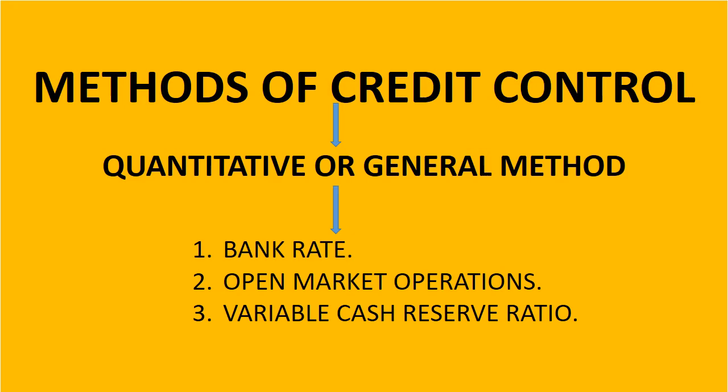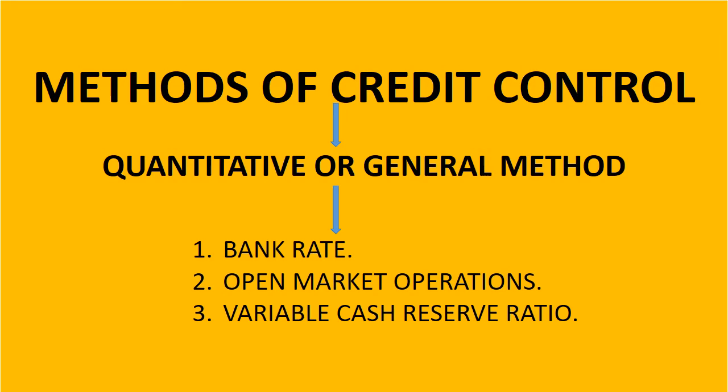Now, let us know the third one, variable cash reserve ratio. Under this system, the central bank controls credit by changing the cash reserve ratio. For example, if the commercial banks have excessive cash reserves on the basis of which they are creating too much credit, which is harmful for the larger interest of the economy, the central bank will raise the cash reserve ratio which the commercial banks are required to maintain with the central bank. This activity of the central bank will force the commercial banks to curtail the creation of credit in the economy.